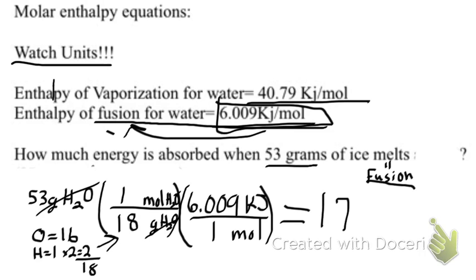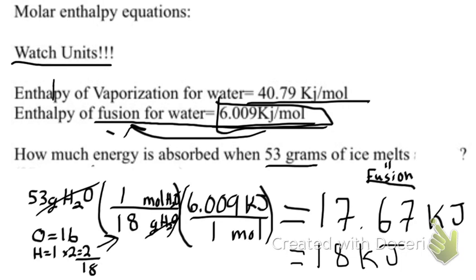Then we'll multiply across. Remember, if it's on top you multiply, so it'll be 53 times 1 times 6.009. And then if it's on bottom you divide, so divided by 18 divided by 1. Remember that the ones don't really matter in multiplication and division. And we'll get 17.67 kilojoules. If you want to round to correct significant figures, though, you'll have to recognize that there are only 2 significant figures in our lonely number, so our answer can have only 2 significant figures, so round it up to 18 kilojoules.